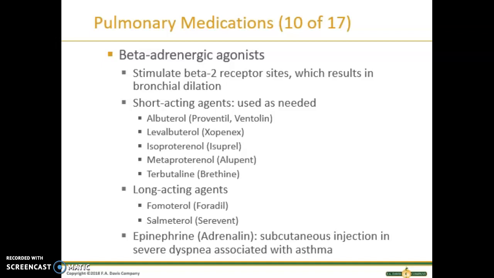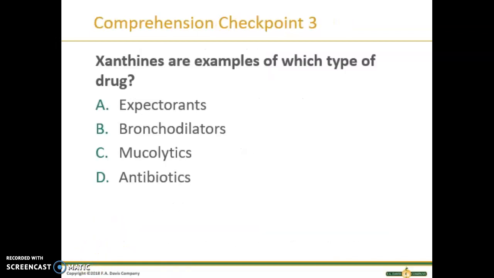In our medical terminology, dys means without or difficulty and pnea is breathing. So in severe cases where they're having severe difficulty breathing, like without breath. And that brings us already to comprehension checkpoint number 3. Xanthines are examples of which type of drug? Go ahead and write that down.